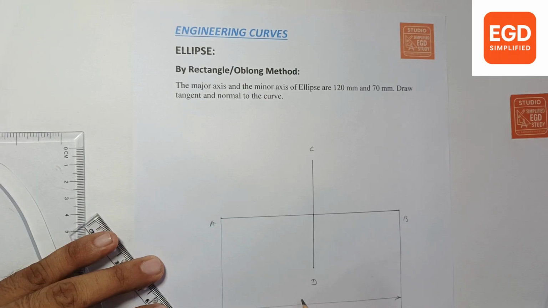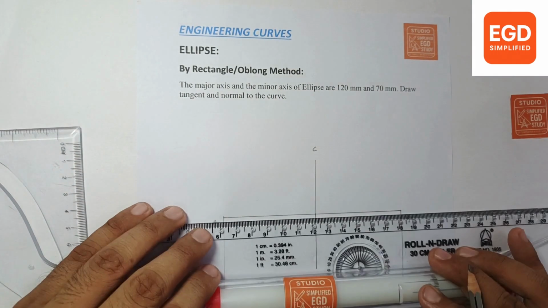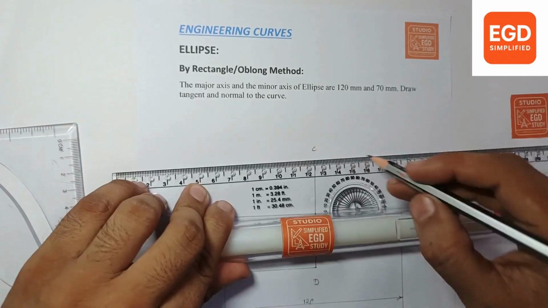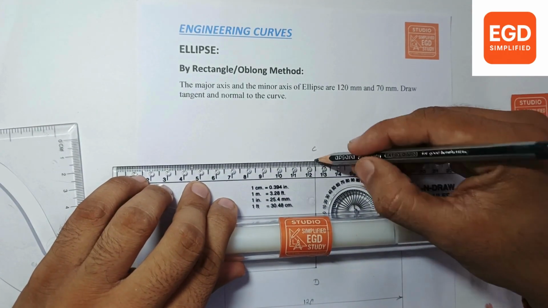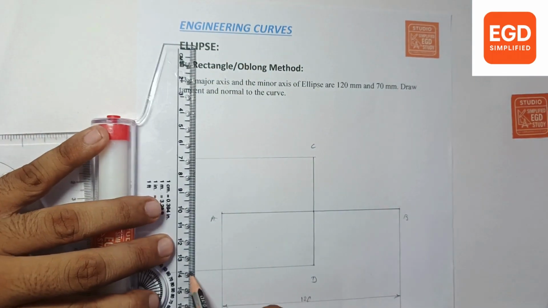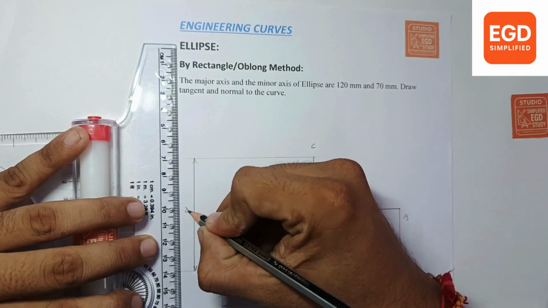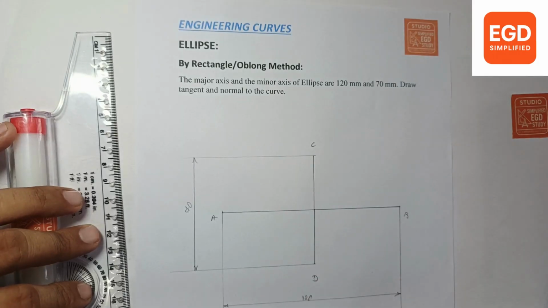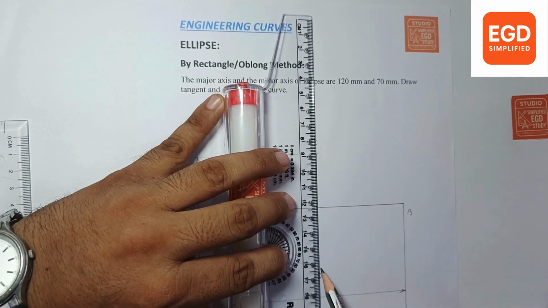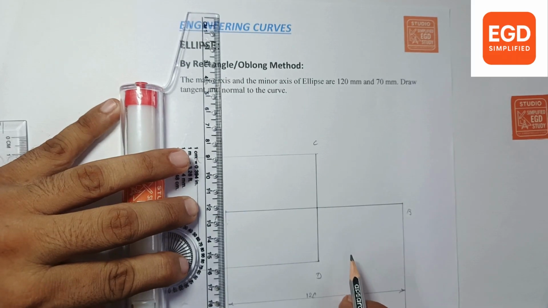The major axis is 120 mm and the minor axis is 70 mm. Now prepare a rectangle from these A, B, C, D points.